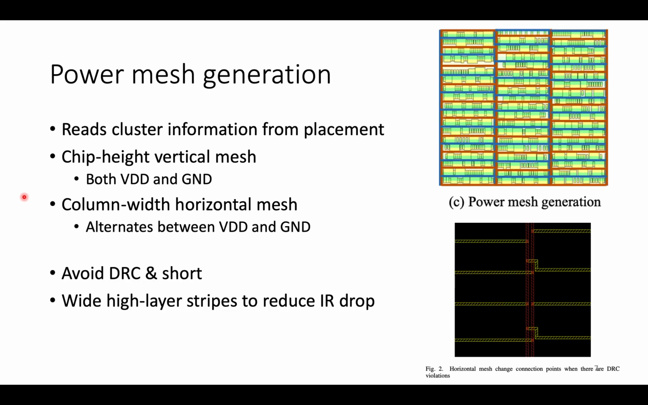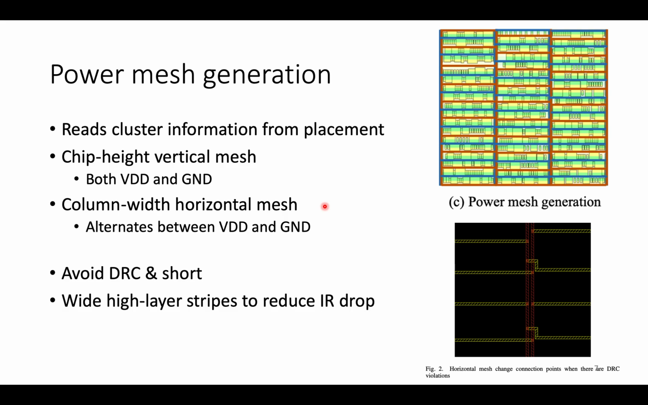In power mesh generation, we first read the cluster information from placement, and then generate a chip-height vertical mesh. This contains both VDD and ground. These are the vertical meshes, and they are between the columns.